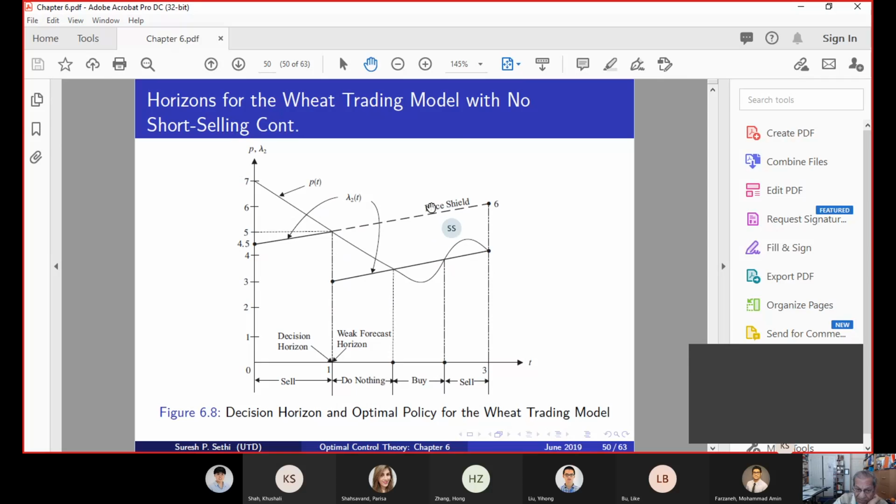Suppose I didn't put this constraint. Suppose I can do whatever I want here, and this solution doesn't change. Then I will call 3 to be a forecast horizon.